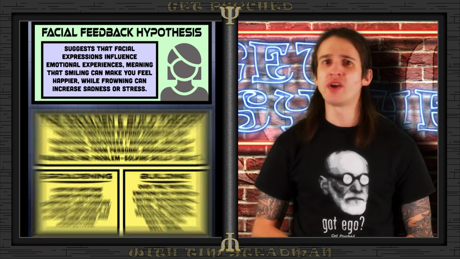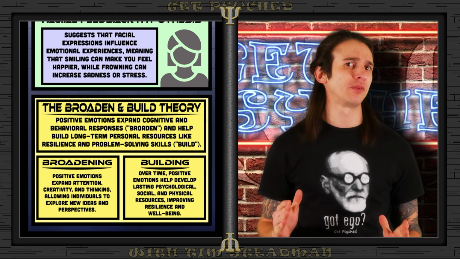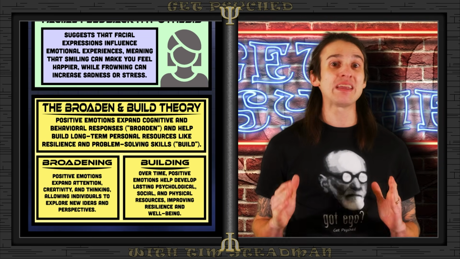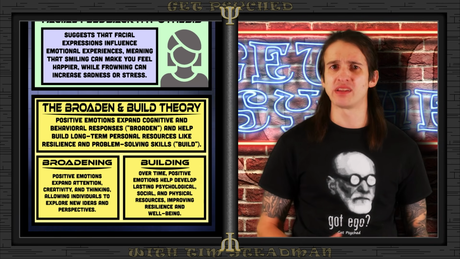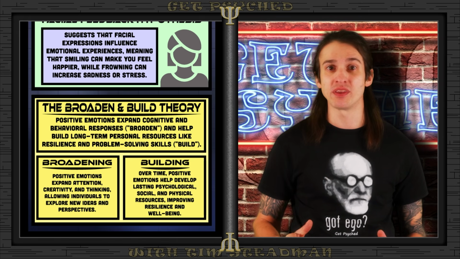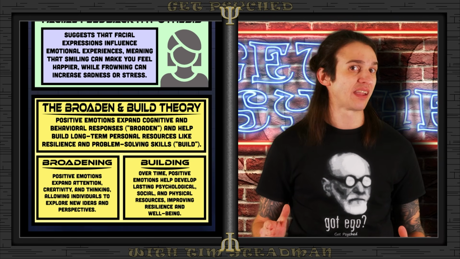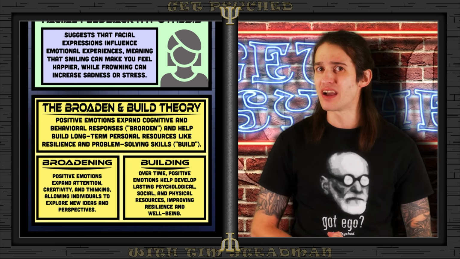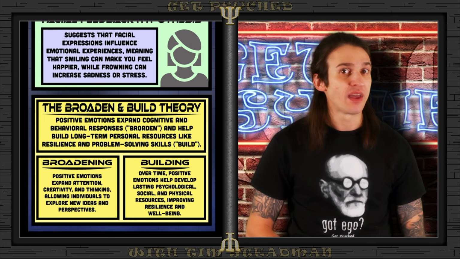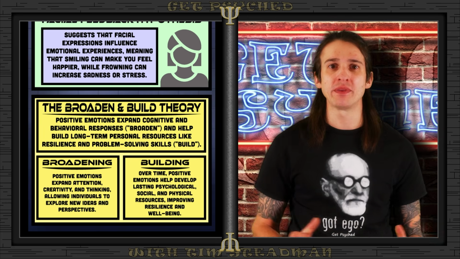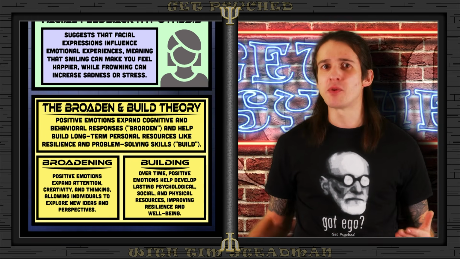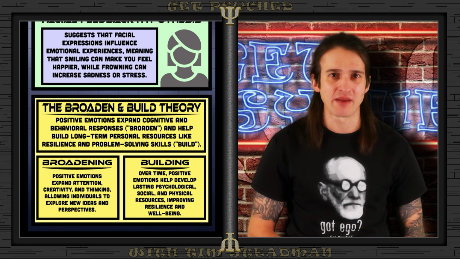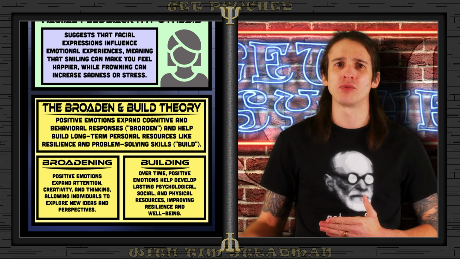Moving on, we are going to talk about the broaden and build theory, which explains how positive emotions can do more than just make us feel good. They can also help us grow and thrive. According to this theory, positive emotions like joy, love, or excitement don't just improve your mood in the moment, they also broaden your thinking, helping you see new possibilities and come up with creative solutions. For example, if you're feeling happy, you might be more open to trying something new, like joining a club or tackling a tricky project. Positive emotions also build your resources over time, like strengthening your relationships, skills, or resilience.